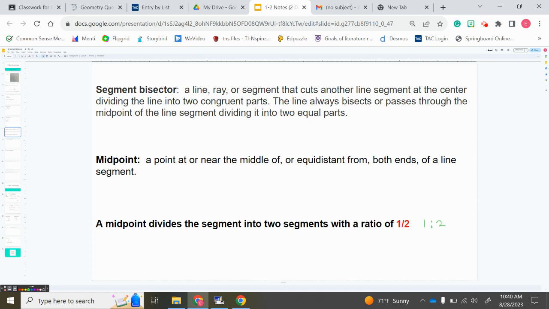And I know it's not listed on here, but it says only segments have midpoints. A line or ray cannot have a midpoint. Why is this true? It's because there are not two endpoints. There is at least one end that continues on to infinity.